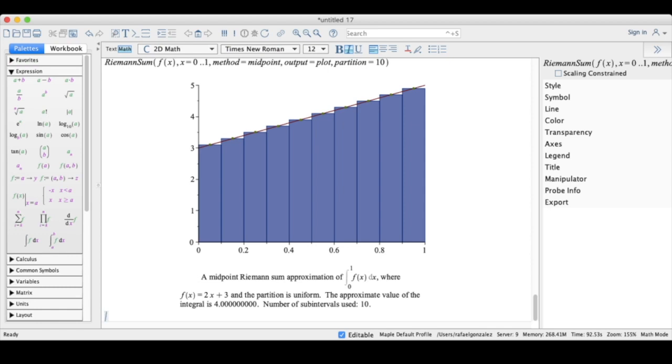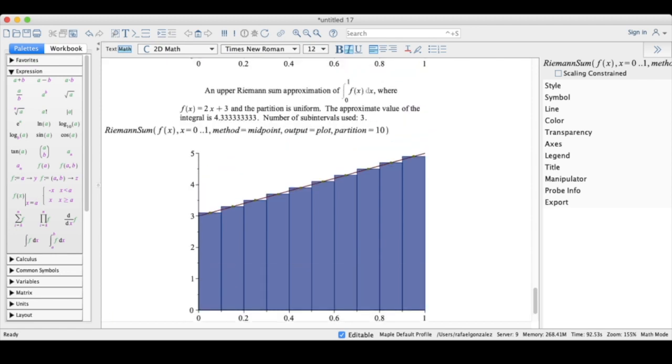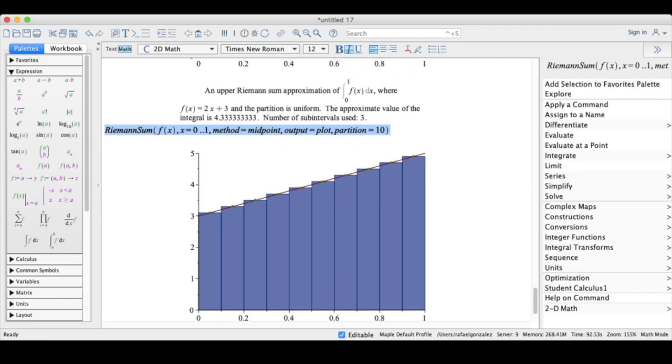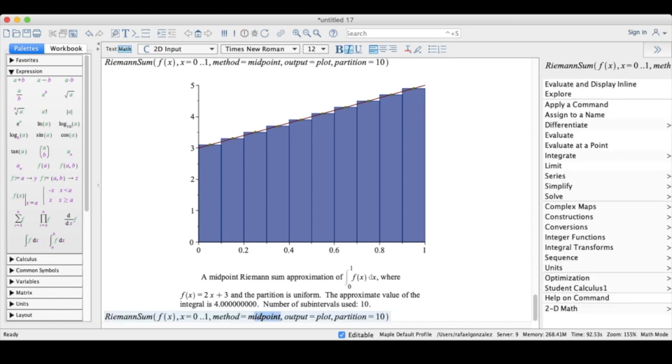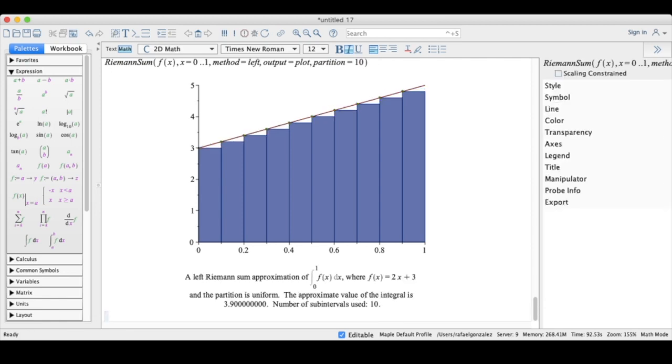But notice now that we have many more rectangles appearing in our graph. So if we were to actually use the, let's say, the left or the right endpoint of the rectangle with 10 partitions, it's actually going to get closer to 4, or it should get closer to 4, because it's going to be a better approximation of the area. So notice that now if I use the left one, it became 3.9. That's pretty darn close with only using 10 rectangles.